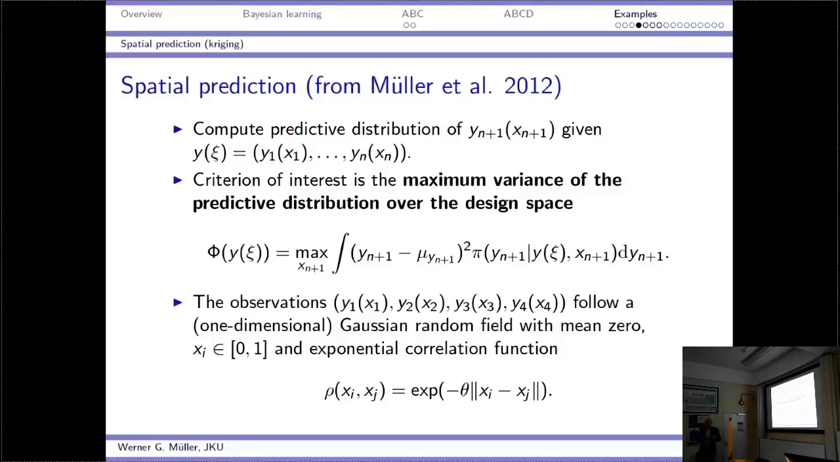Actually, 3 observations form the design, and we're looking for where to take the 4th of these observations. And we're having a 1-dimensional Gaussian random field with mean 0, and a so-called exponential correlation function, which looks like this. The correlation function is just a function of the distance of the points, and we have a parameter here in the exponent. Okay. So this is a very frequently used setup in spatial statistics.